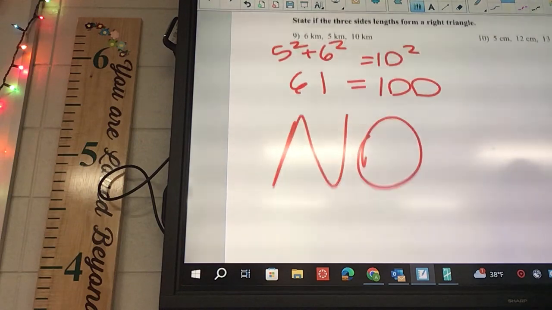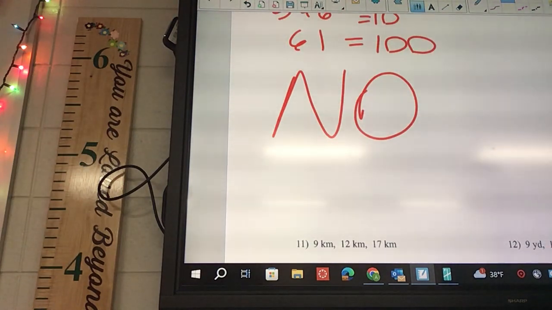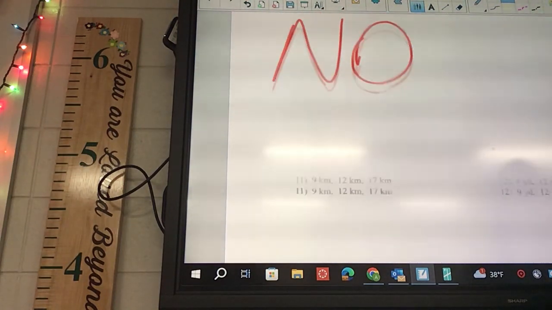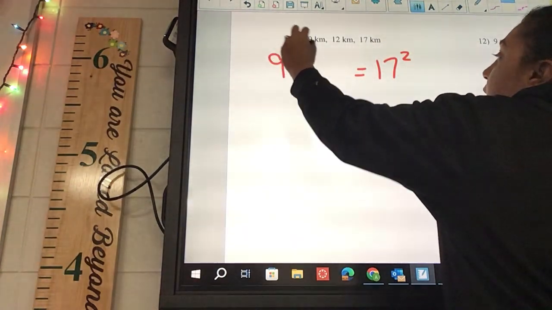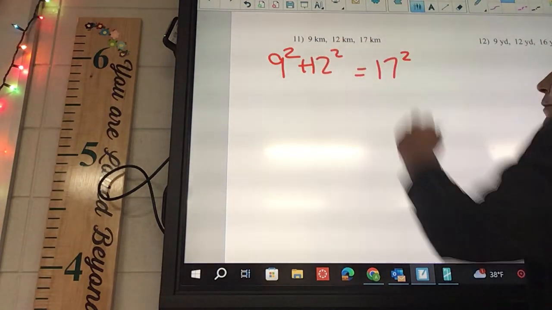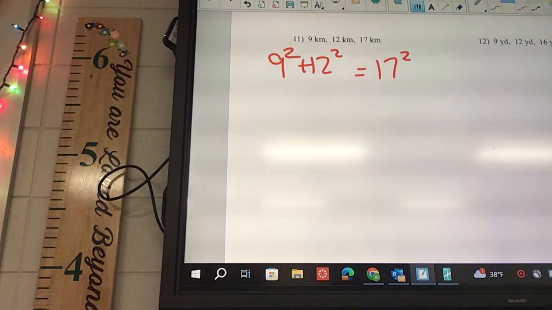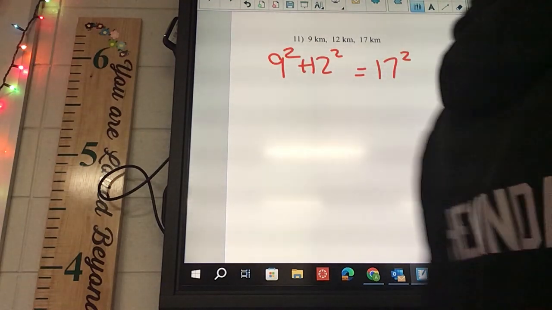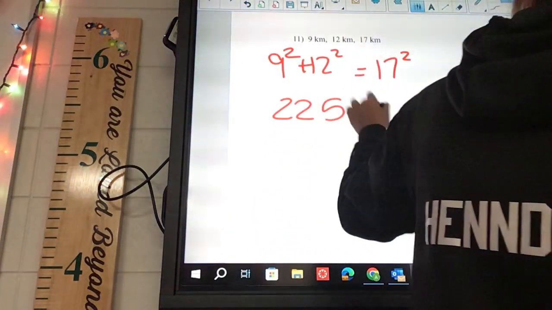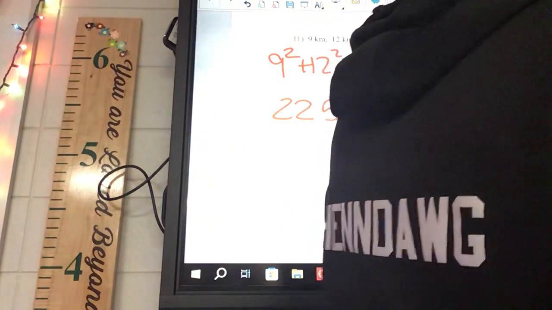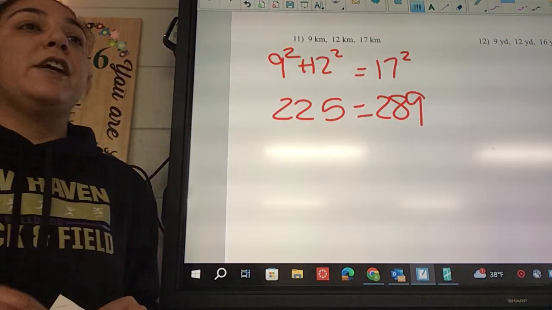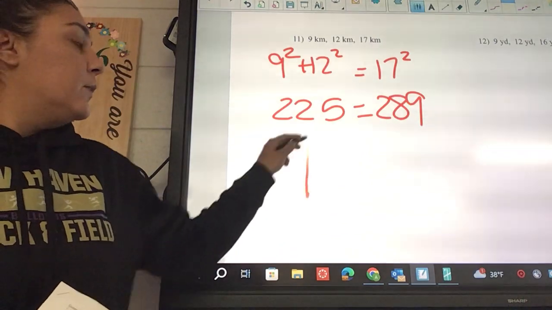Number 11. Which one's going to be my C? 17. So I'm going to get on the other side 9 squared plus 12 squared. What's 9 squared plus 12 squared? 225. What is 17 squared? 289. Are those equal? So is this a right triangle? No.